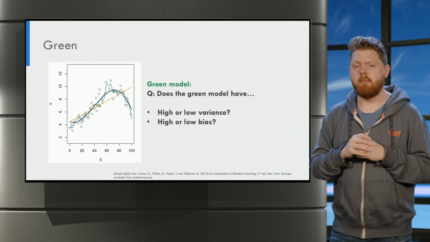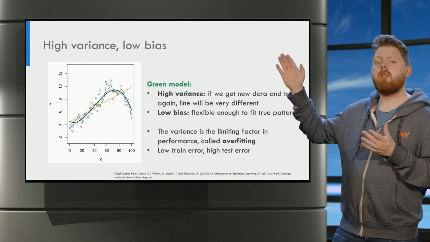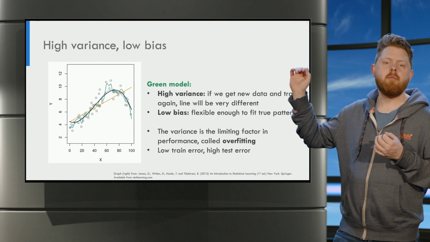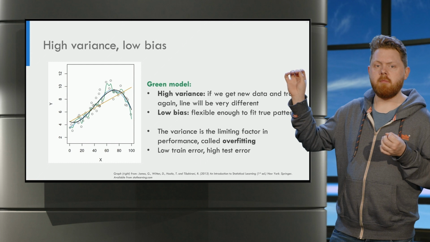Okay, welcome back. We see the green model is this very wiggly line that is highly fluctuating. This means that the model has a high variance.